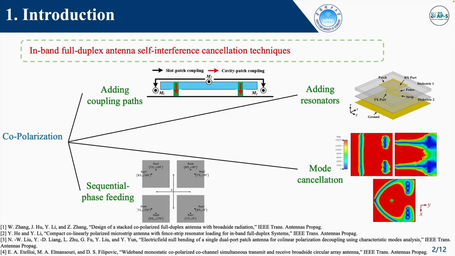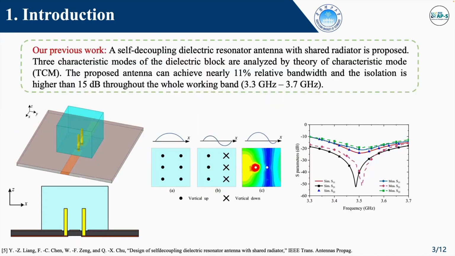It is known that co-polarized in-band full-duplex antennas are now receiving more attention because they can theoretically double the spectral efficiency over that of dual-polarized antennas. In our previous work, a two-port dielectric resonator antenna was proposed. The decoupling effect was achieved without any additional structure. However, the decoupling bandwidth of the antenna was relatively narrow.